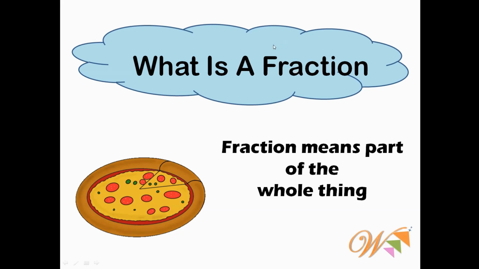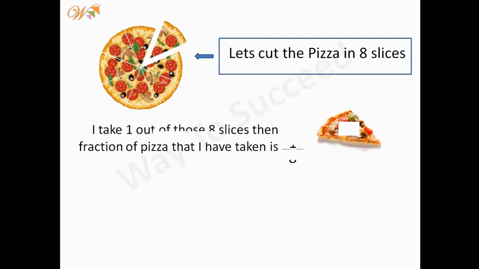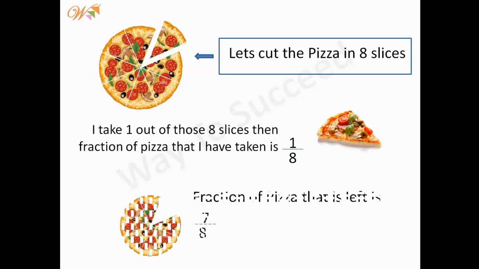Let's say we have a pizza and we cut the pizza in 8 slices. And now I eat one out of it. So I have eaten 1 out of 8 slices. So the fraction of pizza that I have eaten will be said 1 out of 8, or you can say 1/8. And the fraction of pizza that is left is 7 out of 8. So we will call it 7/8.